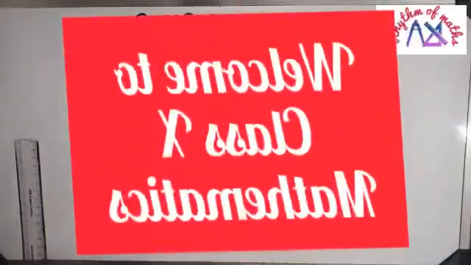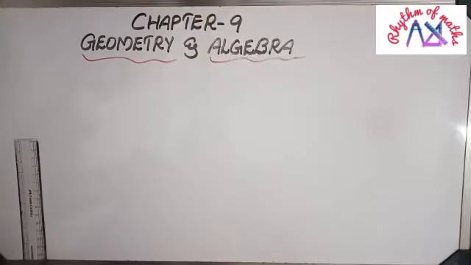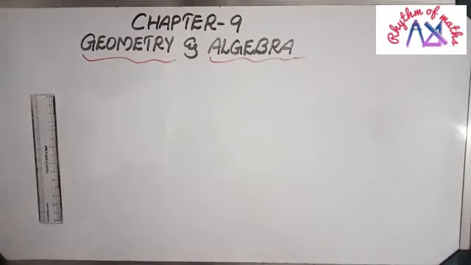In this video, we are going to learn a new chapter, chapter 9, Geometry and Algebra. This is a continuation of the chapter Coordinates. In the coordinate chapter, we have learned how to find the distance between two points, then how to find the coordinate of a point in a plane.